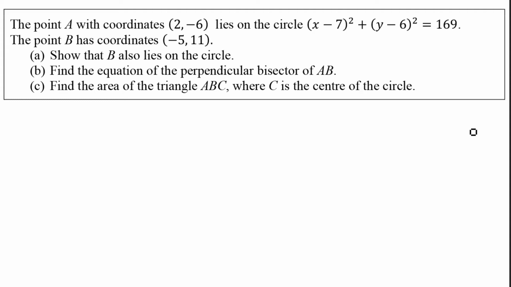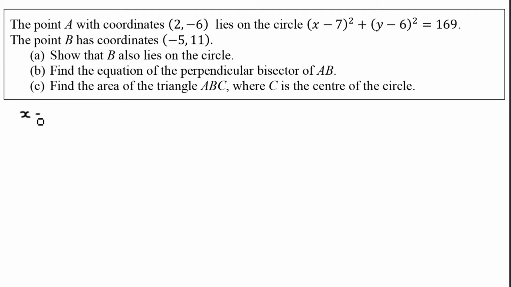In this question, we're told that the point A with coordinates (2, -6) lies on the circle with equation (x subtract 7) squared plus (y subtract 6) squared is 169. The point B has coordinates (-5, 11). Once again, we're asked to show that B lies on the circle. So let's remember the way we had to do this before.